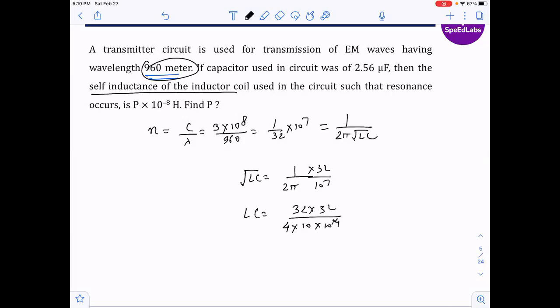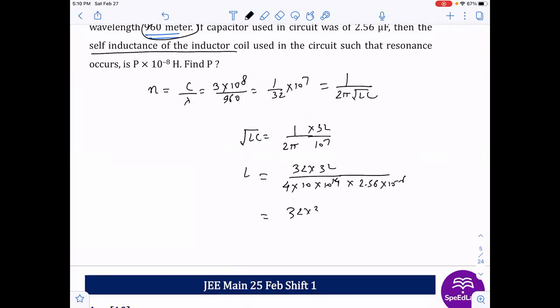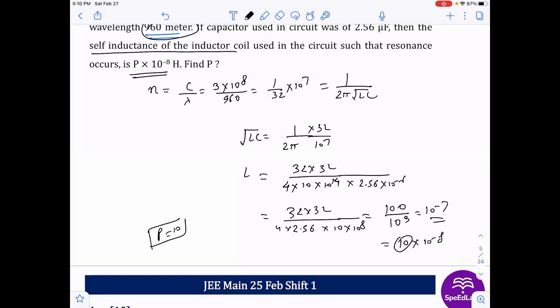If you remove C from here and take it downside, C is simply 2.56 into 10 to the power minus 6. So this value will be 32 into 32 divided by 4 into 2.56, and the other value is 10 to the power 14 into 10 to the power minus 6, which is 10 to the power 8. I want to know the value of P into 10 to the power minus 8. So you can write 10 into 10 to the power minus 8, and the value of P will be 10.